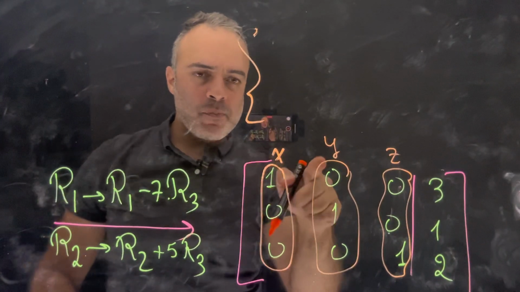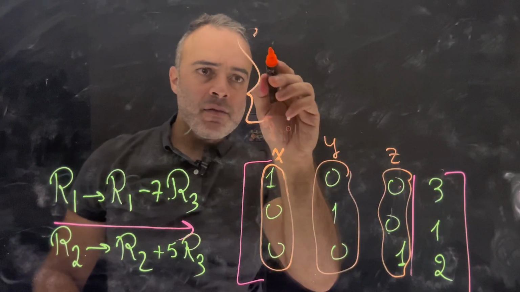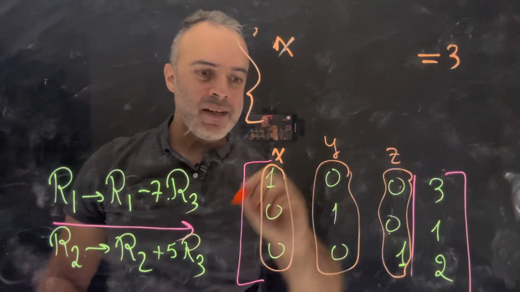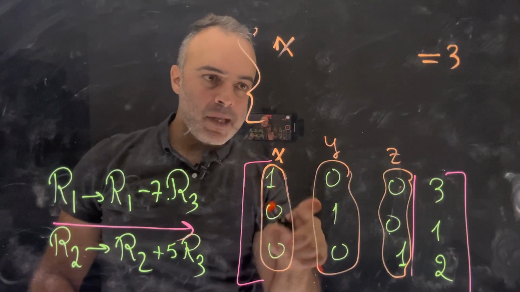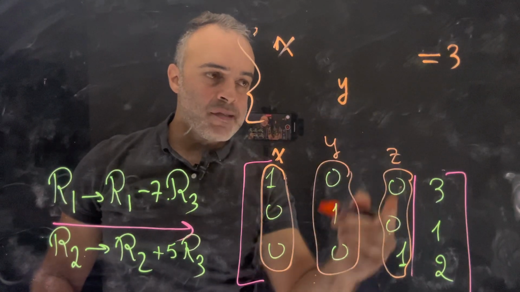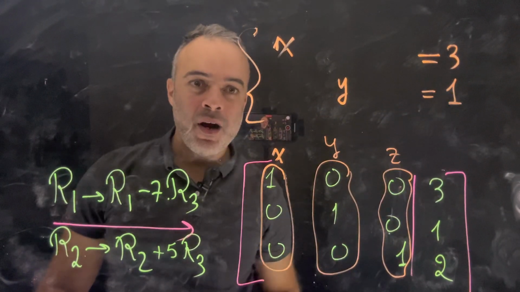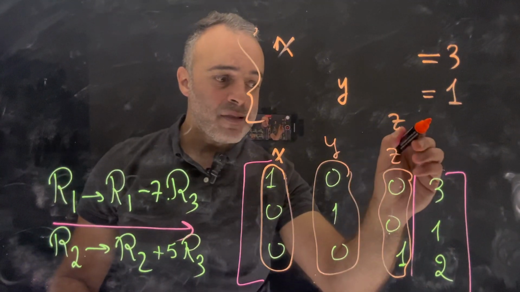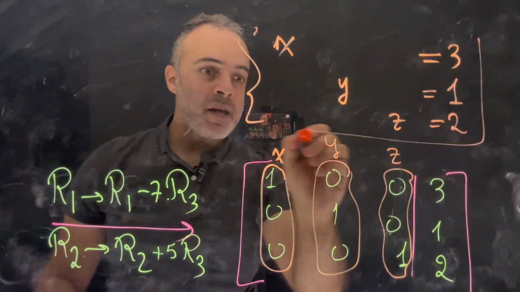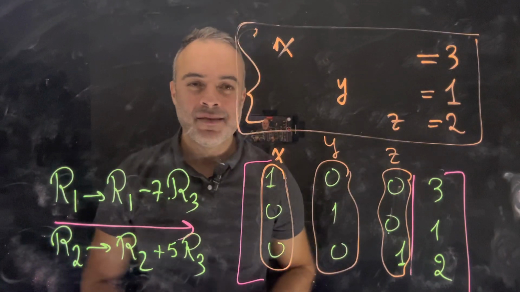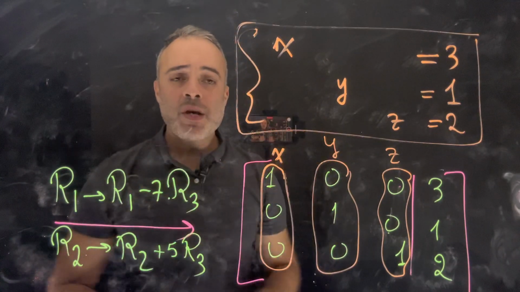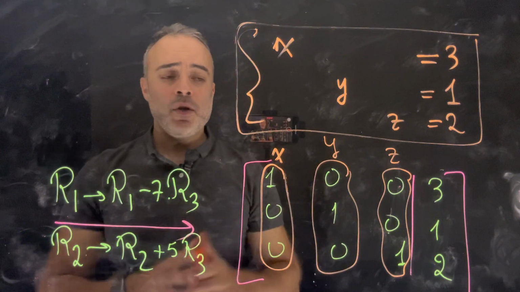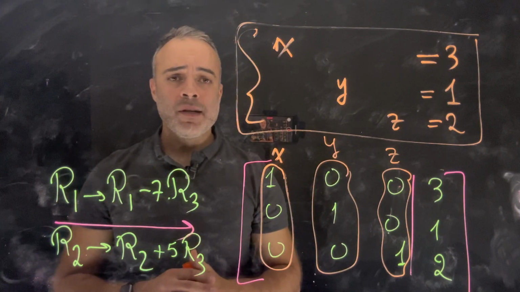So 1x plus 0y plus 0z, which is 1x, which is x, equals 3. We found x. 0x plus 1y plus 0z is equal to 1. We've got y. 0x plus 0y plus 1z is 2. And we've got x, y, and z. So this is how we apply the Gauss-Jordan elimination method in order to convert a linear system into a simpler one and solve it.